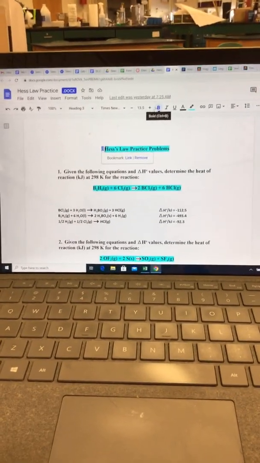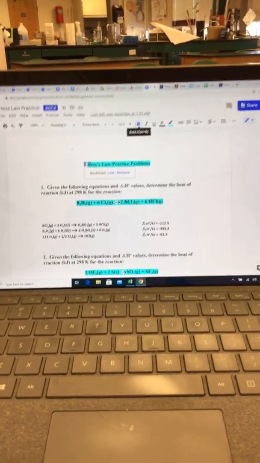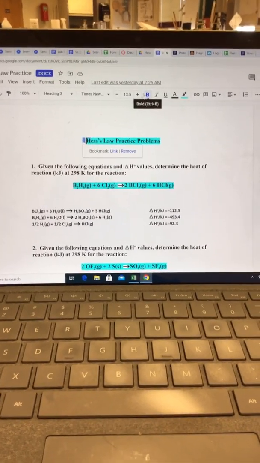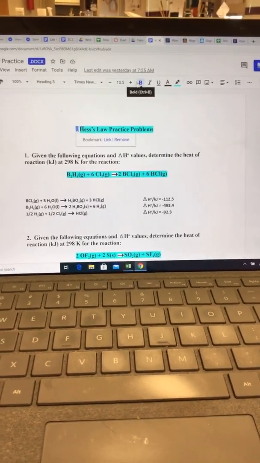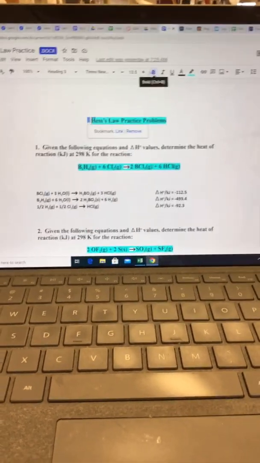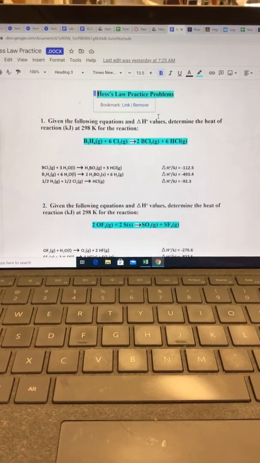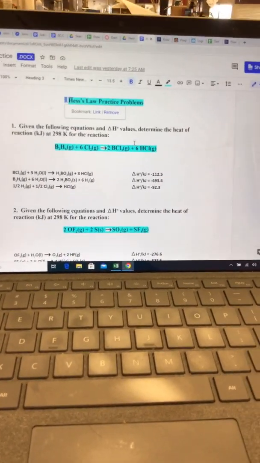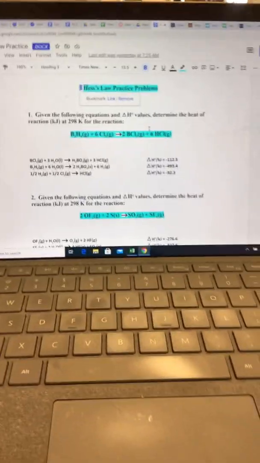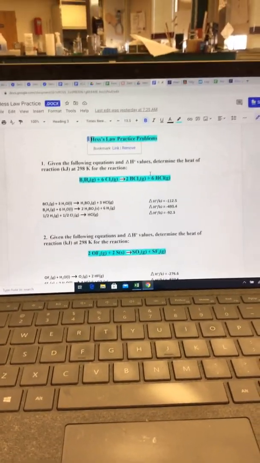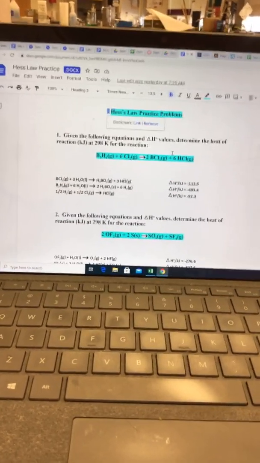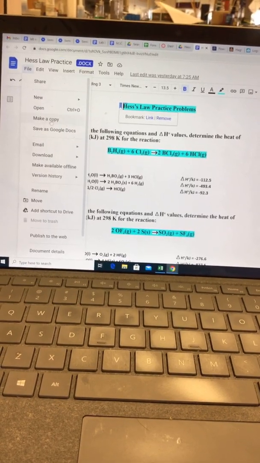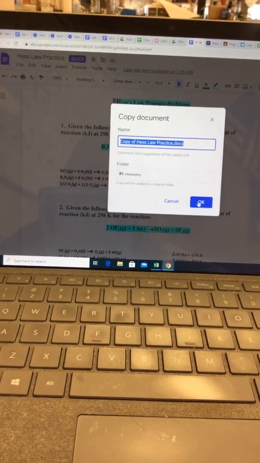The first thing you guys need is your Hess's Law practice problems. These are available in Canvas. They are in your thermochemistry module. So I'm going to do two problems with you today. The two problems I'm going to do are number 1 and number 7. So what I would like for you to do is download this document. After you have downloaded it, you have to go to File, then make a copy. Okay, File, make a copy so that you can type on your copy of this document.